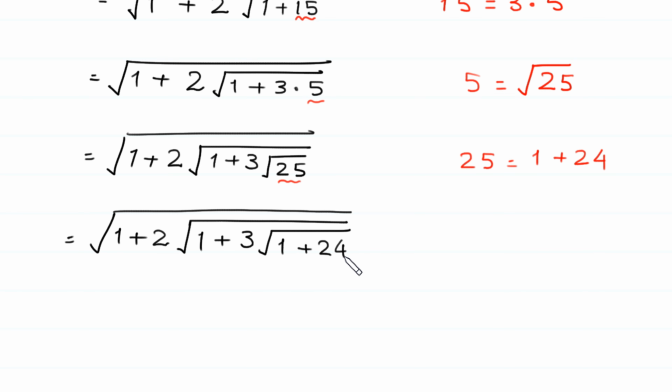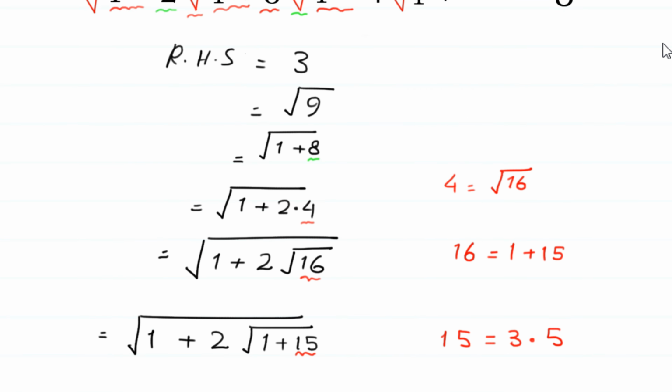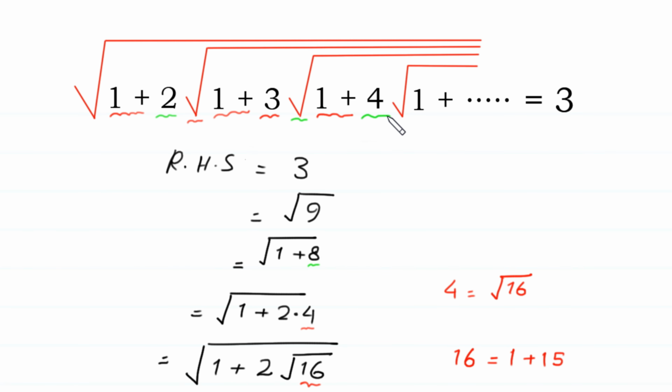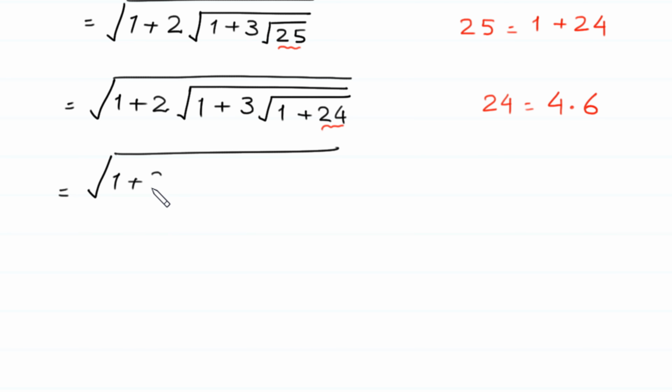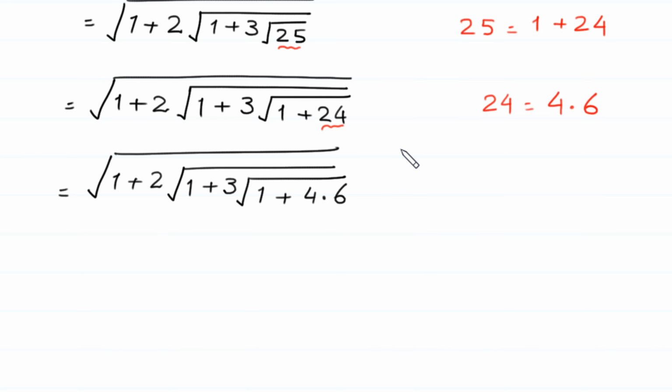Now next, because in the series we have 4 times something, we replace this 24 with 4 times 6, which is equal to square root of 1 plus 2 times square root of 1 plus 3 times square root of 1 plus 4 times 6.